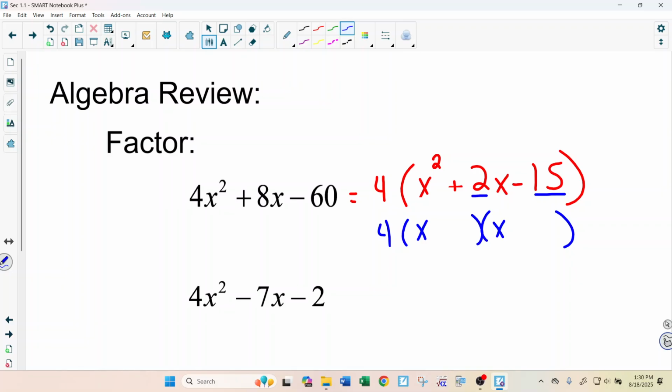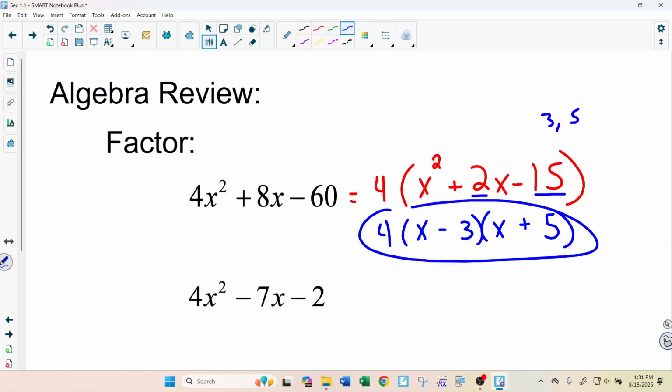So the numbers that multiply to give us 15 would be 3 and 5. With 3 and 5 we can get 2. We then need to figure out what are the plus and minuses. It is a positive 2, so the 5 would have to be positive, and the 3 would have to be negative.